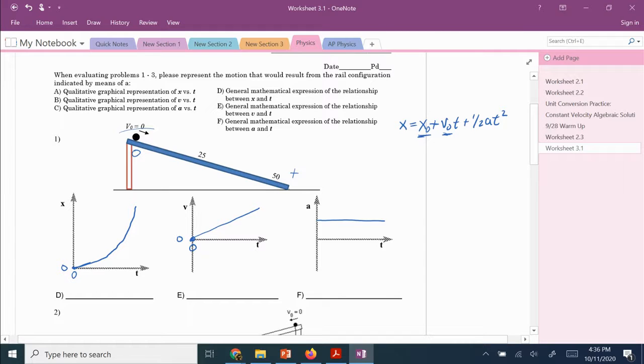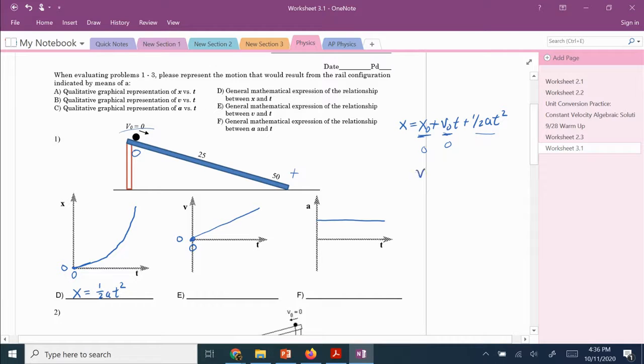So in this case, our initial position is 0. If you put a 0 in there, that's going to take that term out. Our initial velocity is also 0, so that's going to take that middle term out, and you're only going to be left with the last one. So we would say that x is equal to 1/2 at squared. It's a generalized equation because we don't know what the acceleration is, so we just leave it like that.